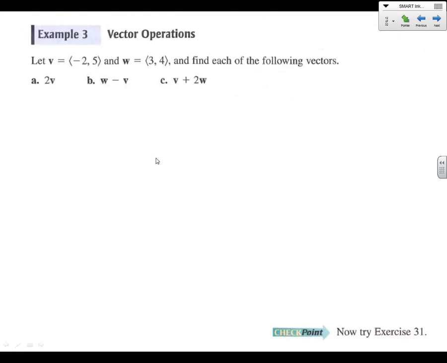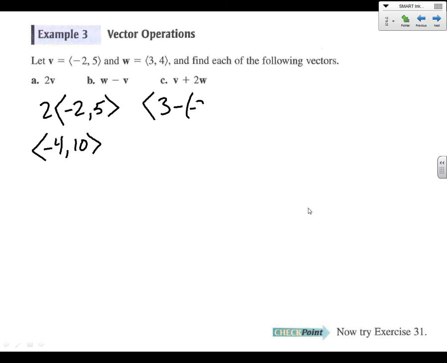So quick example here. Let's do this. 2V is just 2 times whatever is inside of V. So 2V equals negative 4 comma 10. All right, W minus V is going to be the W x component minus the V x component, comma, the W y component minus the V y component, 5 comma negative 1.